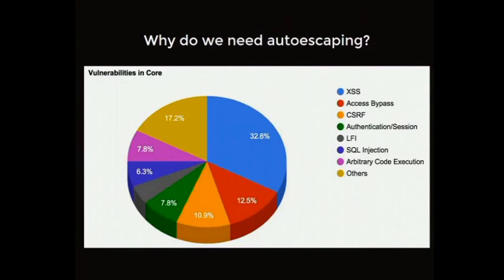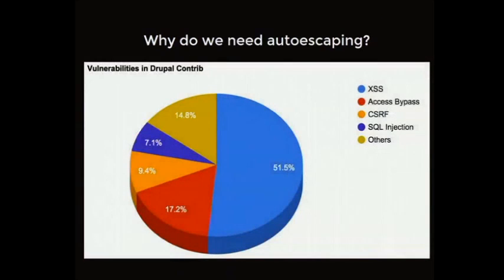in brief. But the reason why this is so important, the reason why people are excited about this, is that 33% of the times when you install a security update on your site, it's because of an XSS bug. It is by far the biggest single category of security bugs we have in Drupal core. But that's not all. 51.5% of the times you install a security update for a contributed module, more than half the times, it's because of XSS. So obviously we wanted to do something to make that risk lower.